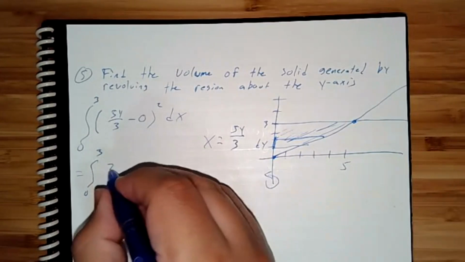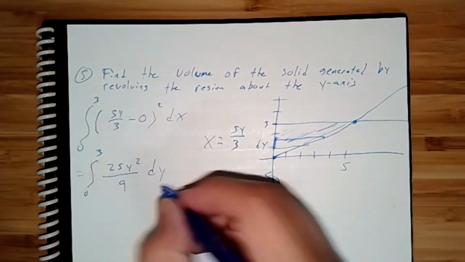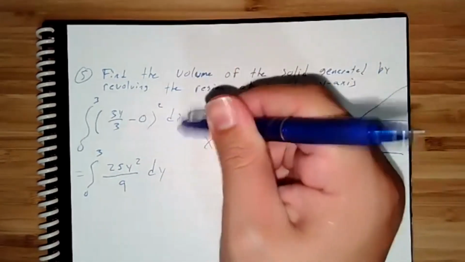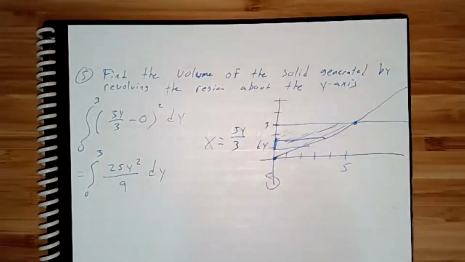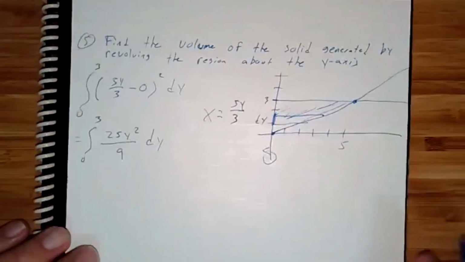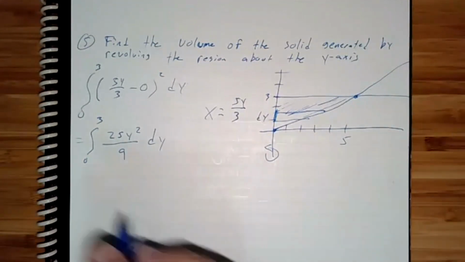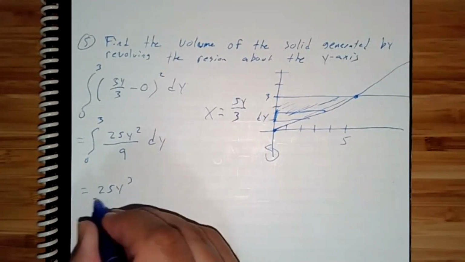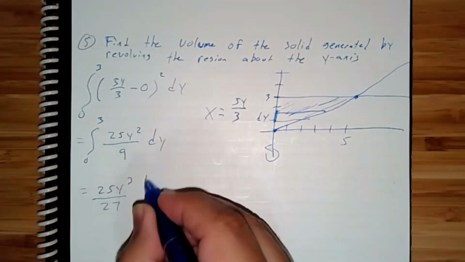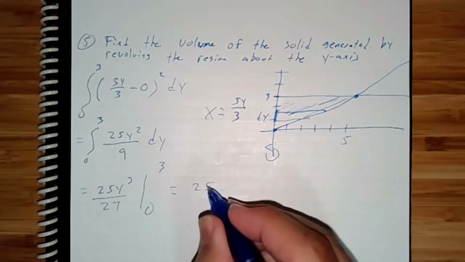So square this guy, and that'll give us 25y squared over 9 dy, not dx. Excuse me. Okay, so integrate this guy, we'll get 25y cubed over 27 from 0 to 3. So that'll give us 25. I've got my pi.